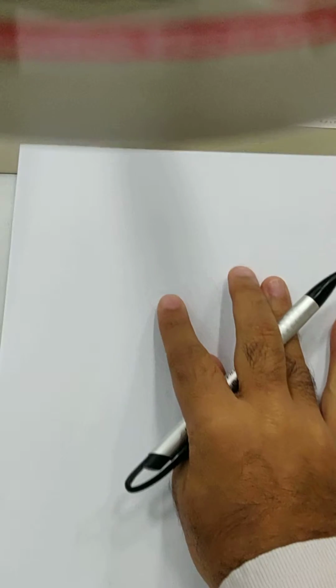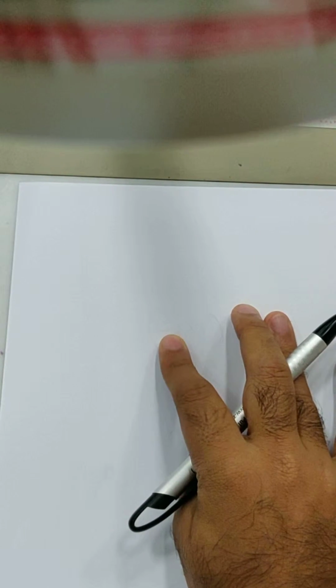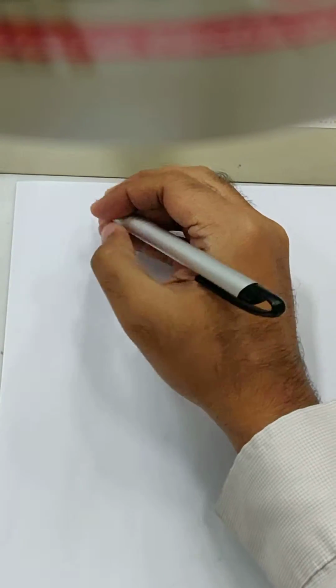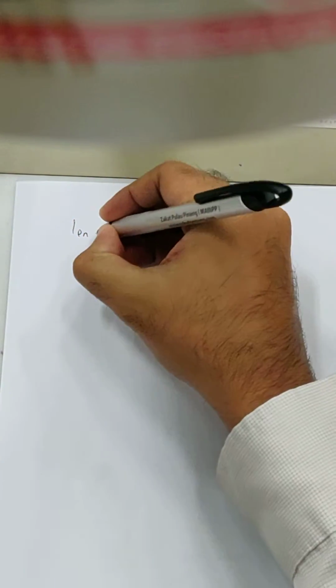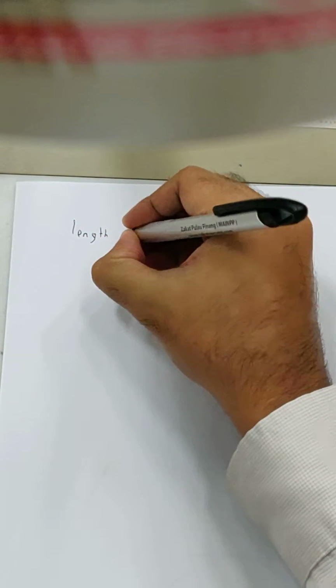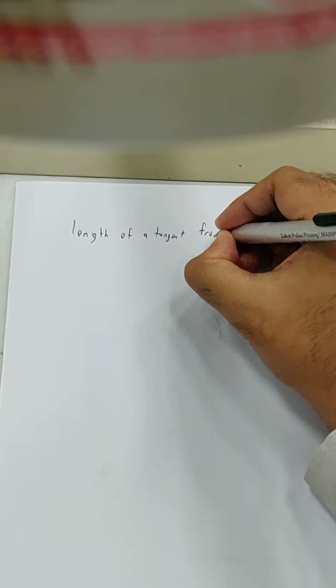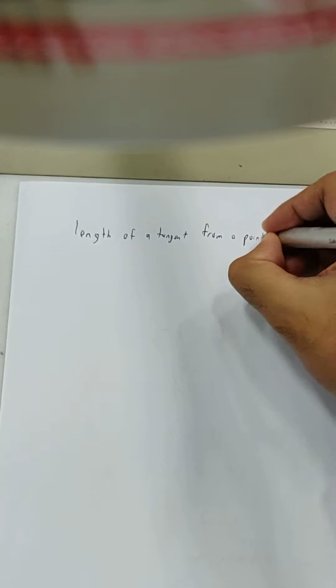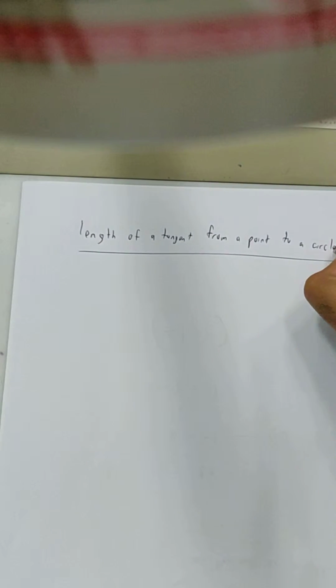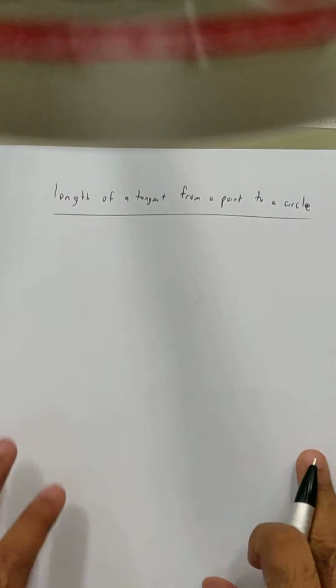Let's begin. Okay, the last part of circle today. Let's say you want to find the length of tangent from a point to a circle. So let's have a look. What does it mean by length of a tangent from a point to a circle?